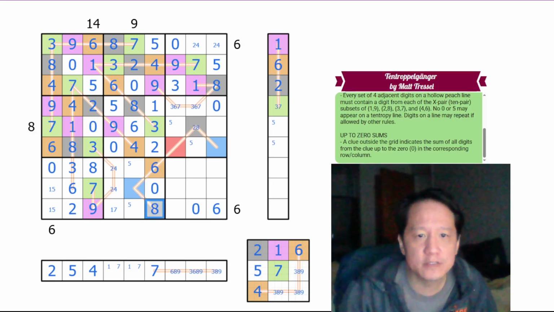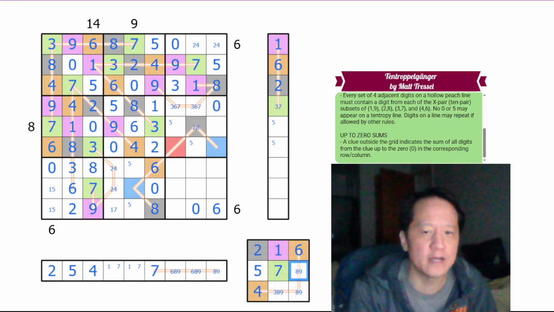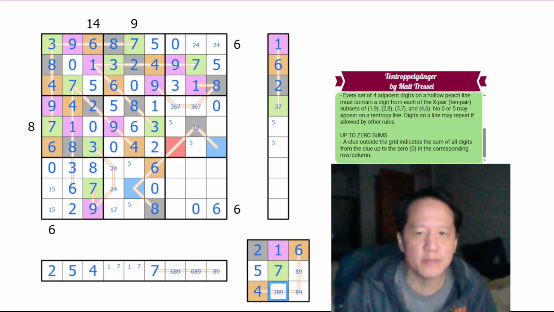That means 7's missing here, so 3 cannot be missing on this Tentropy line. So this is 6, 8, 9 as a triplet, which means we're missing 8 and 9 remaining in column in boxes 3, 6, and 9. That means we're missing a 3 in box 8.